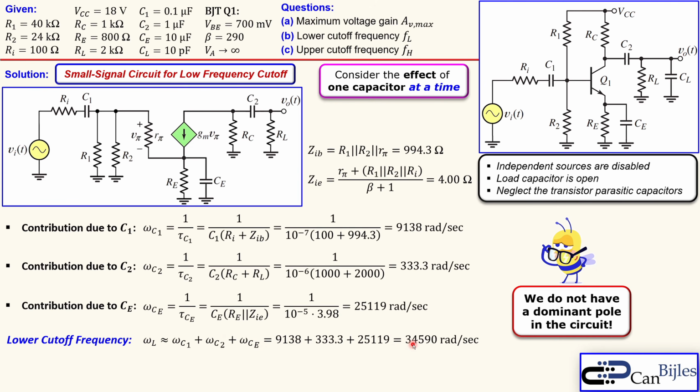And that is 34,400 590 radians per second, approximately. Divided by 2 pi, that gives you almost 5.5 kilohertz as the lower cutoff frequency. This is the result from this analysis using the short circuit time constant method.